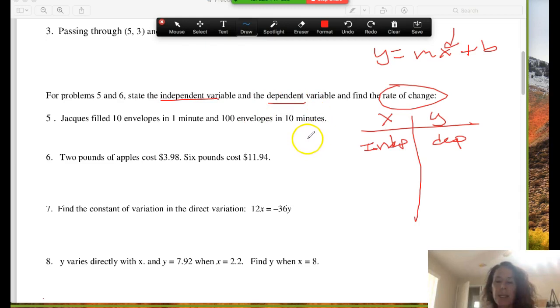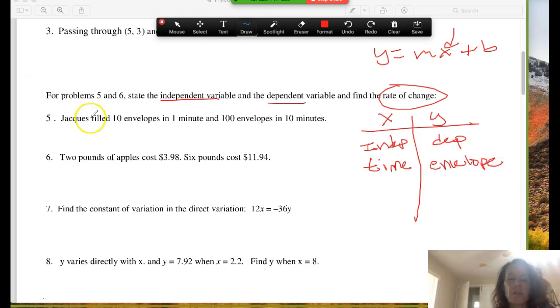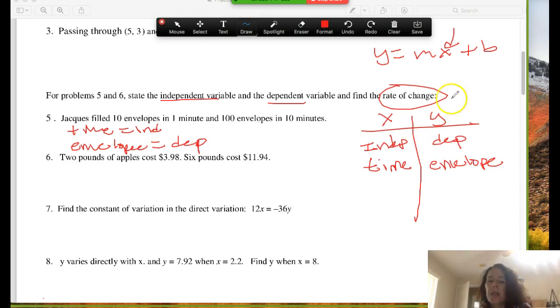So the amount of time I take is going to be independent. I'm going to pick that amount of time. So this will be my independent, my time. And my dependent will be the number of envelopes I get to do. That depends on how much time I do. So my dependent will be envelopes. Make sure you tell me time is your independent and envelopes is your dependent.